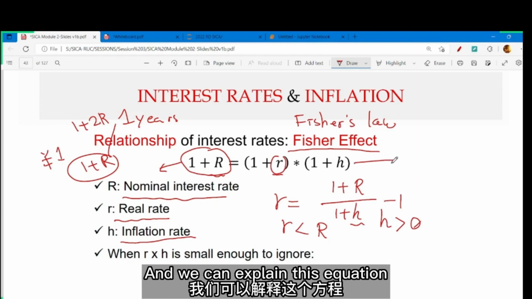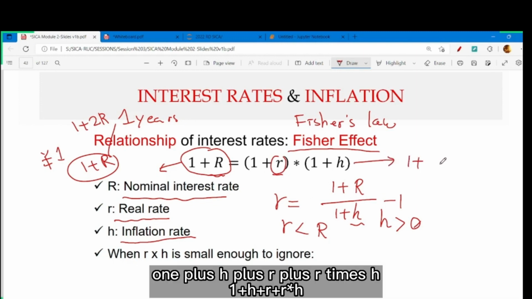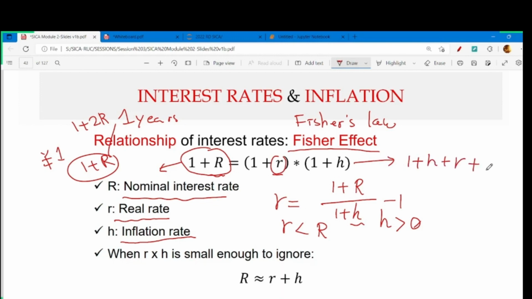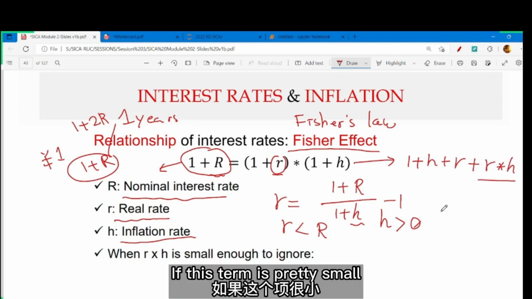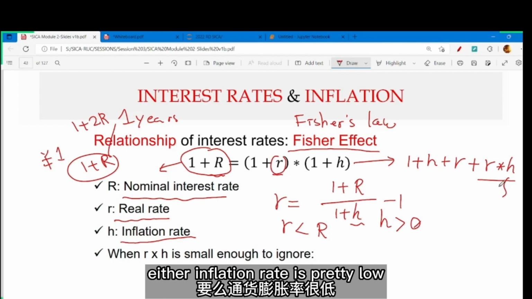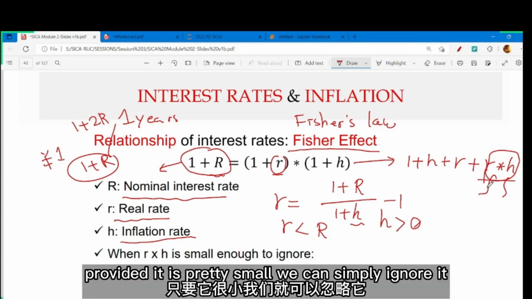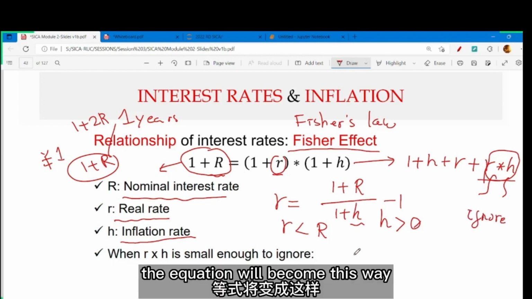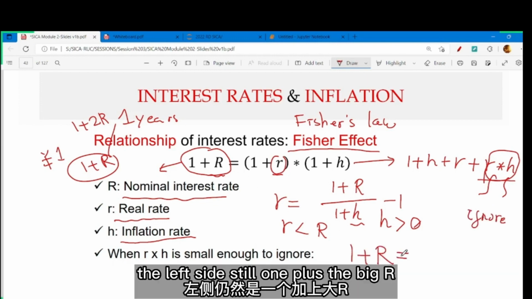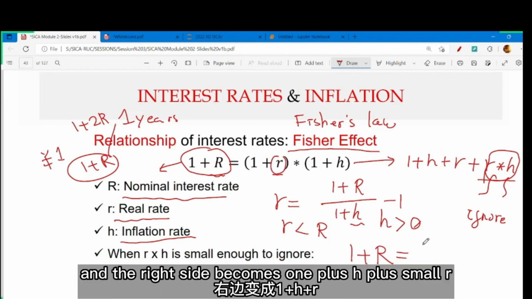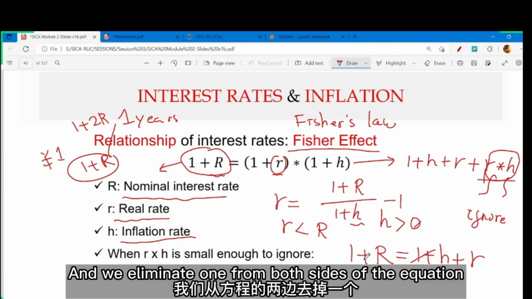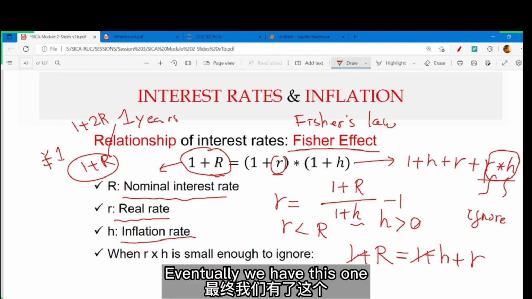And we can expand this equation: 1 plus H plus r plus r times H. If this term is pretty small, either inflation rate is pretty low or interest rate is pretty low, r times H, provided it is pretty small, we can simply ignore it. Then the equation will become this way. The left side is still 1 plus the big R, and the right side becomes 1 plus H plus small r. And we eliminate 1 from both sides of the equation. Eventually, we have this one.